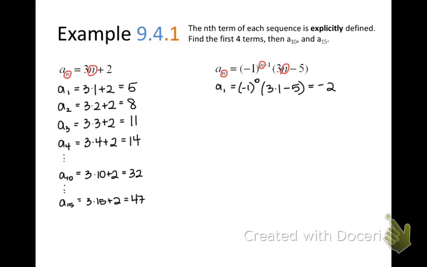So now let's look at a sub 2. That's going to be -1 to the 2 minus 1, which will be 1, times 3 times 2 minus 5. So 3 times 2 minus 5 is 1, but then we're going to make it negative because this time I do get that negative value with an odd power, right? So that's going to change to a -1.